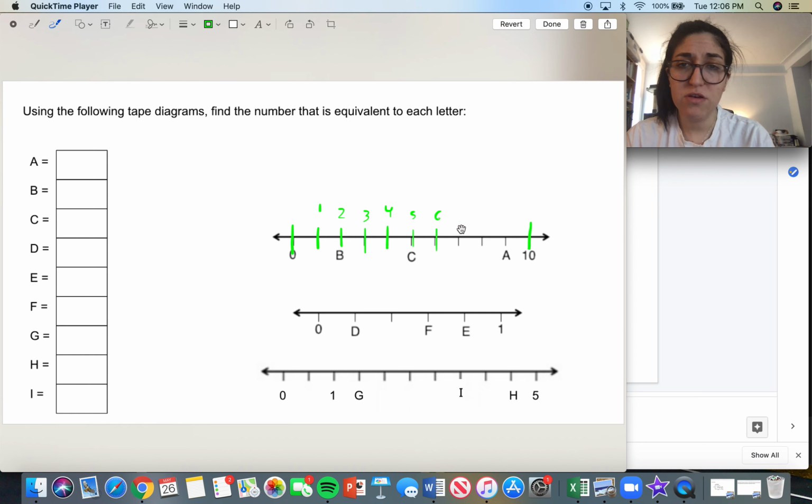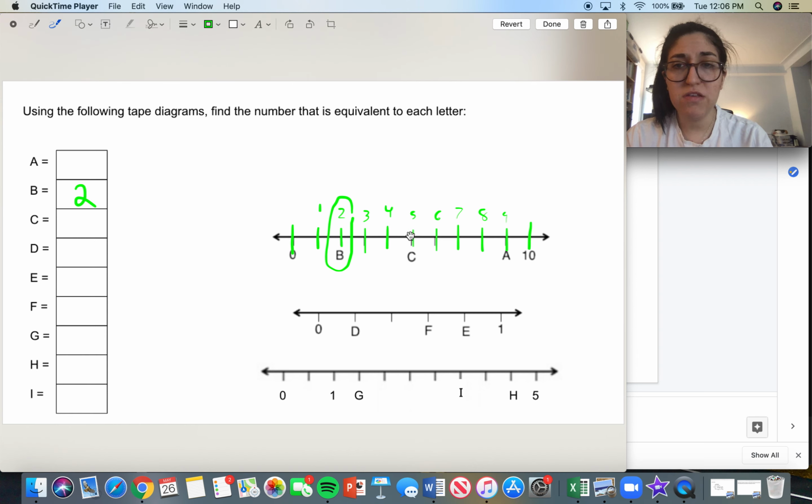6, 7, 8, 9, and it fits perfectly because here's 10, right? So I went all the way from 0 to 10. And so now when I look at B, I know that B is equivalent or the same as the number 2 on this number line. So I'm going to make sure that B is labeled with a 2.